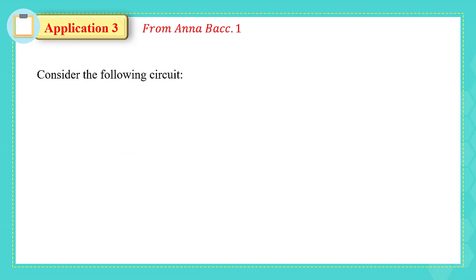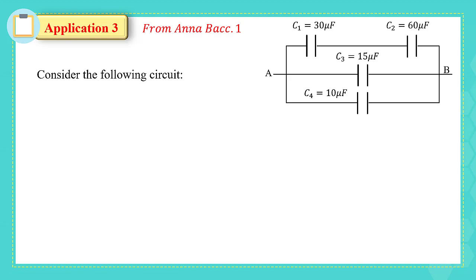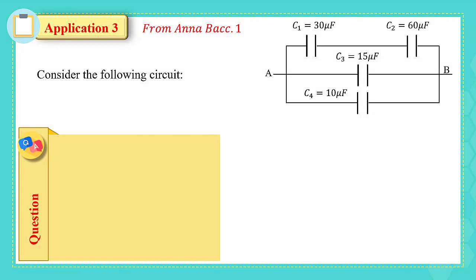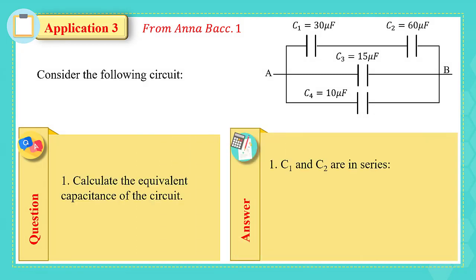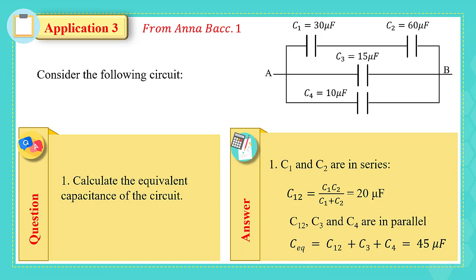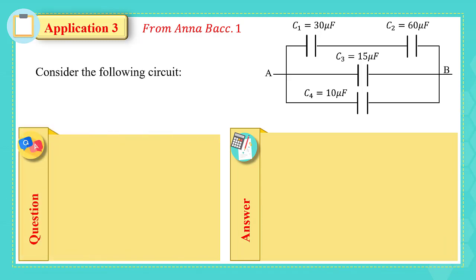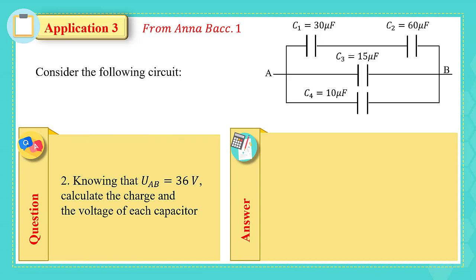Application: in this application, I have a circuit which consists of 4 capacitors. In the first part, I have to calculate the equivalent capacitance of the circuit. Notice that C1 and C2 are connected in series, then their equivalent capacitance is equal to 20 microfarad. Both C1 and C2 are connected in parallel with C3 and C4, then their equivalent capacitance is equal to 45 microfarad. In part 2, knowing that UAB is equal to 36 volts, calculate the voltage of each capacitor.